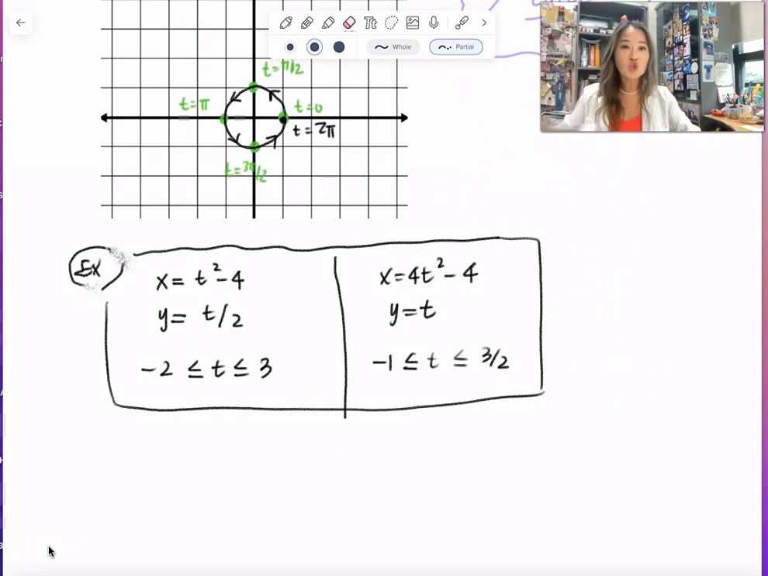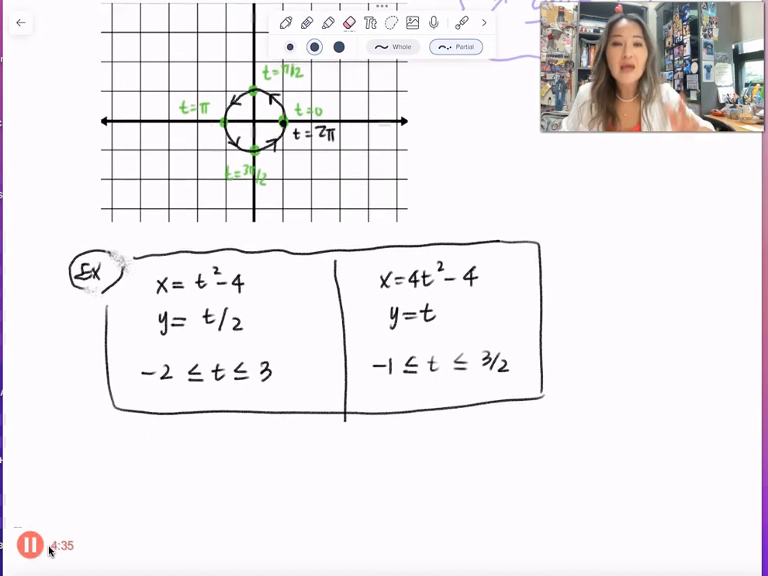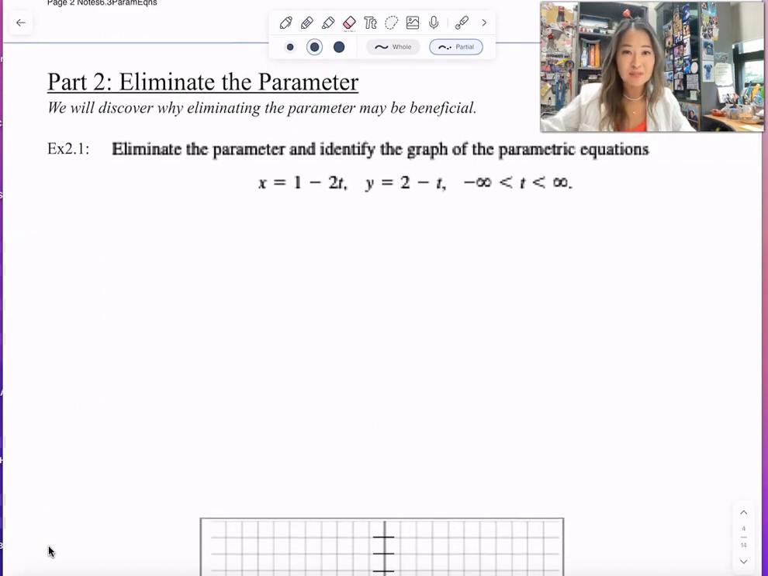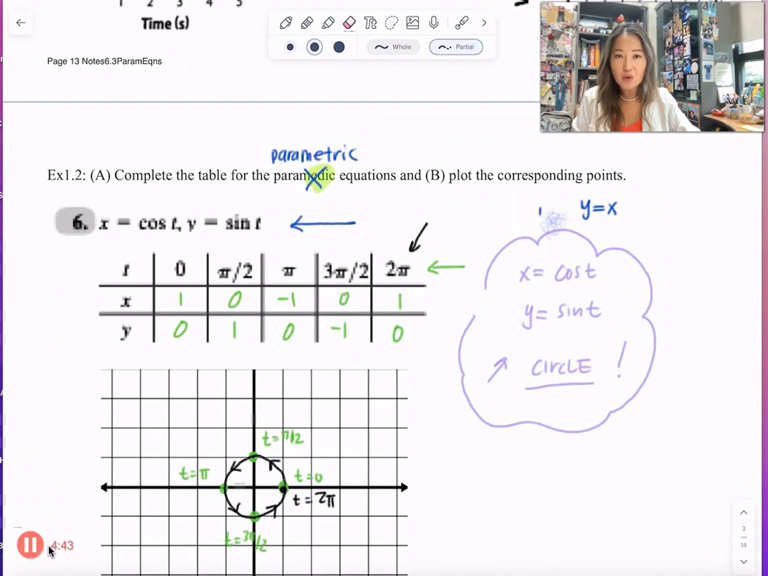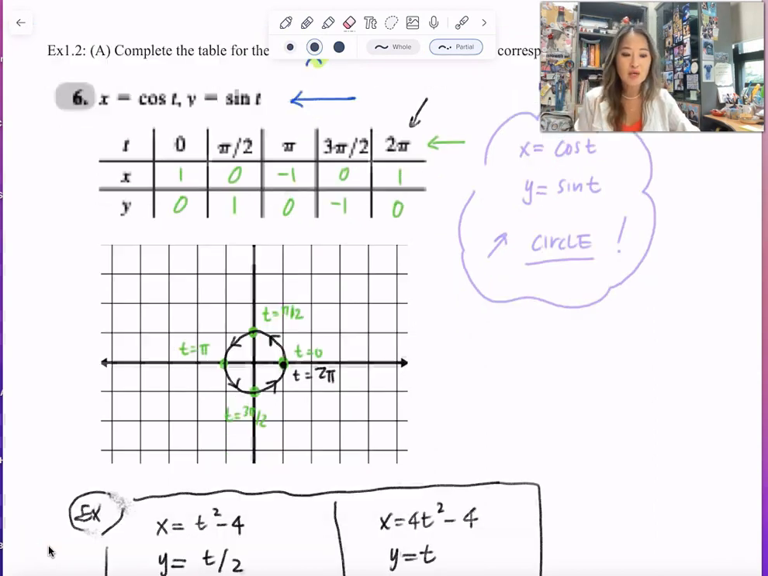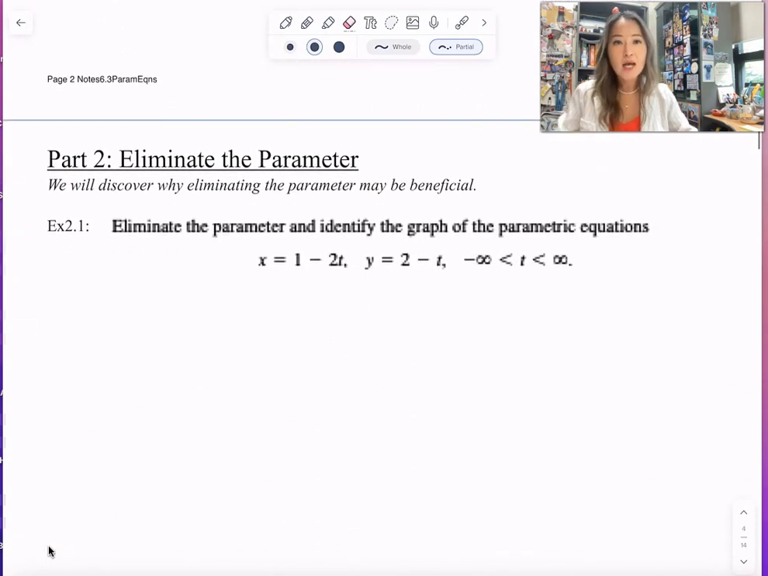Let's go on to part 2. Stop the video if you want to try this one now, and come back to part 2. Welcome back to part 2, eliminating the parameter. We said we were going to eliminate the parameter somewhere, right? The parameter is a third variable, not your typical x and y, but your t, or sometimes some other parameter, whatever you want to add. But let's see how we do that with this simple one here.